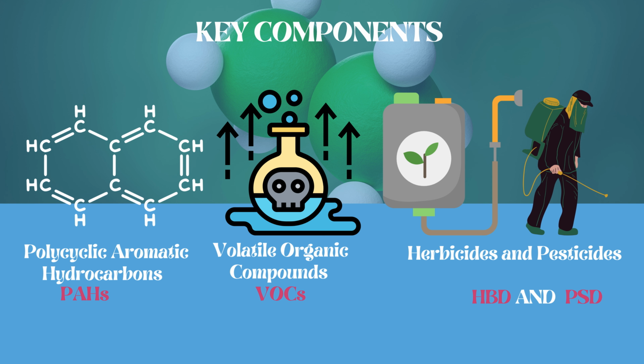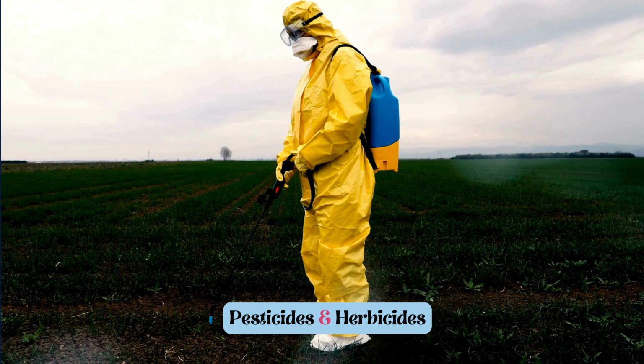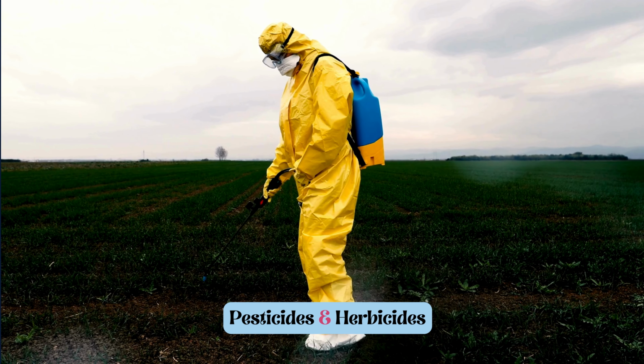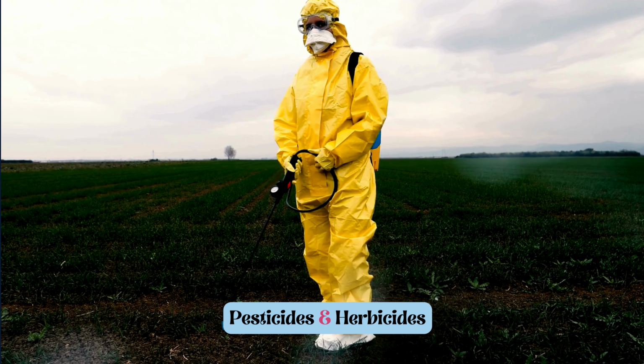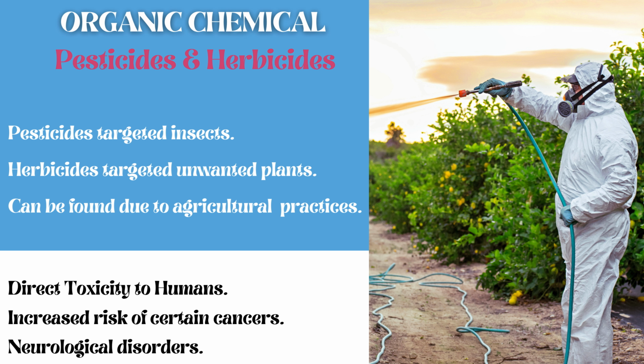PAHs, these complex molecules are formed from carbon and hydrogen atoms linked in special ring shapes. They come from the incomplete burning of things like fossil fuels, wood, and even tobacco. Pesticides and herbicides will get special focus because they are a common problem, especially in areas with farming near water sources. All these organic chemicals can pose a threat to our health and the environment if they contaminate our water system.